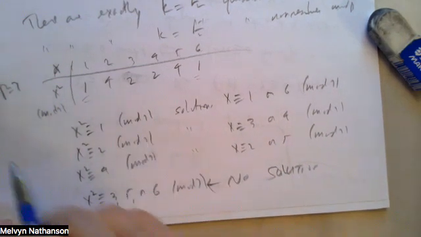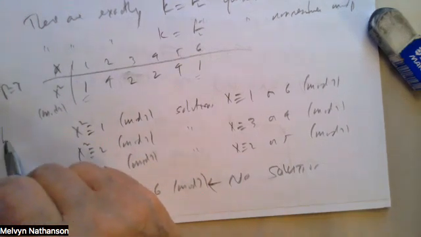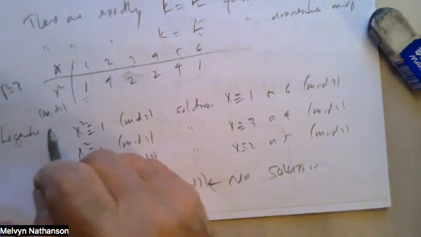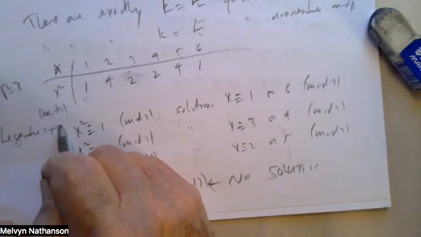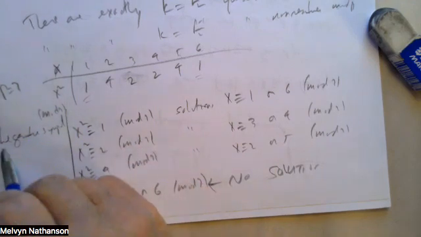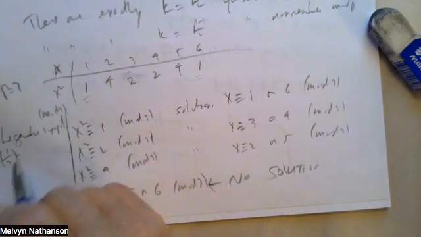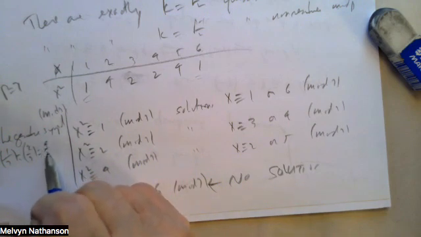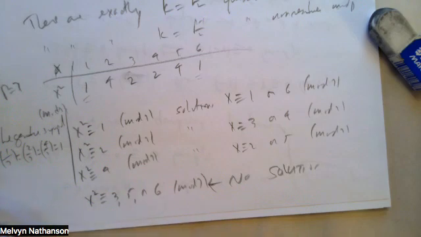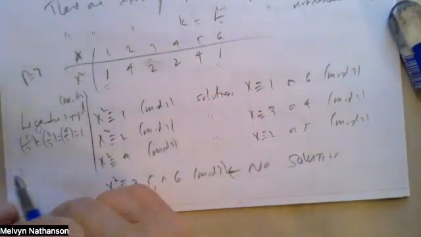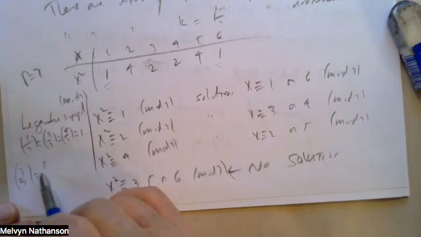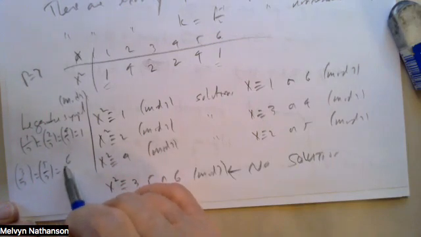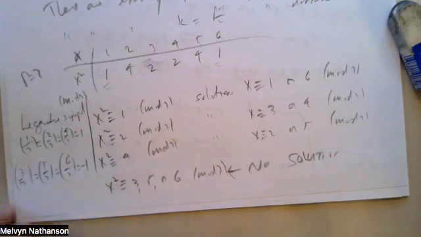So for mod 7, these are the Legendre symbols. 1 over 7, 2 over 7, and 4 over 7 are plus 1. 3 over 7, 5 over 7, and 6 over 7 are minus 1.